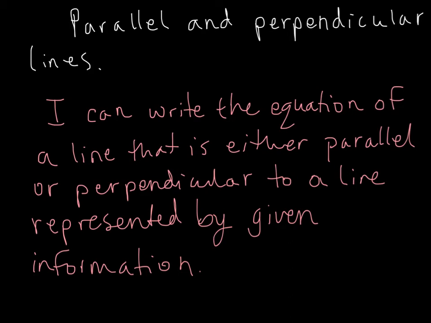Hey guys, so this video is to help us with this particular I can statement. The I can statement is to write the equation of a line that is either parallel or perpendicular to another line that's represented by given information. So in other words, you're going to be given a line and some information and asked to write another line that's parallel or perpendicular to what you've been given. So let's give this a try.